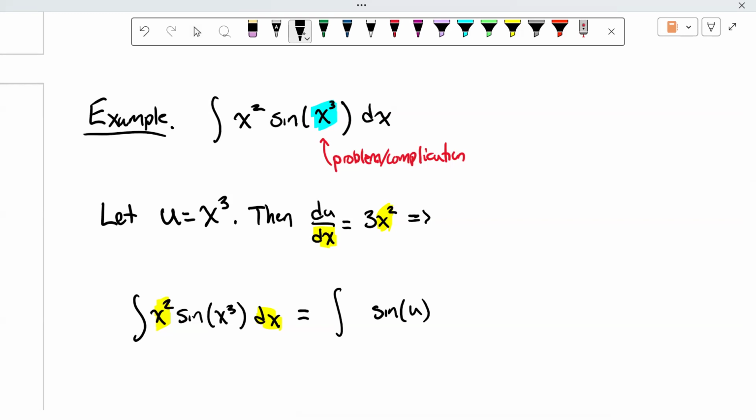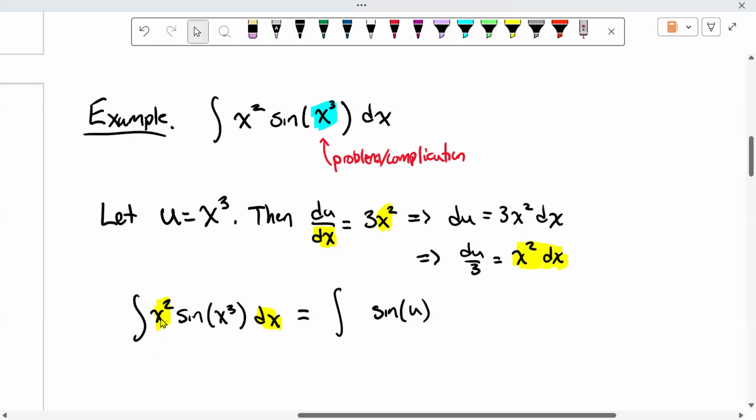But now what I'm going to do is some symbolic algebraic manipulations. I'm going to multiply by dx on both sides. By the way, if you're a mathematical purist, your heart should be breaking right now. And then I'm going to divide by 3 on both sides. When I saw this as a student, I was so sad. And the upshot of doing so is that I can see that this x squared dx that I have here is the same thing as my du over 3.